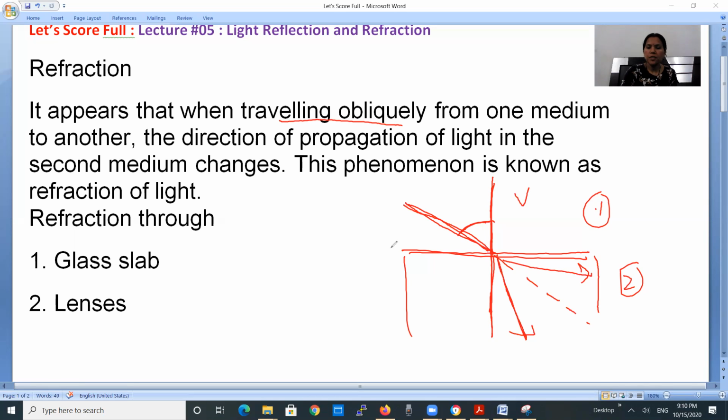Suppose this medium speed is v1 and the second medium speed is v2. And because of this, the bending of light happens. Different medium, different speed, so bending happens. In this chapter, we will study the refraction through glass slab and lenses. And in the next chapter, we will study through prism also. Okay, so definition is clear. What is refraction?